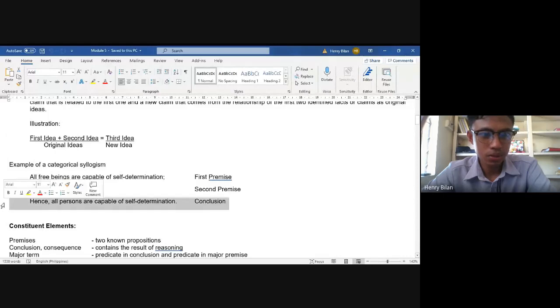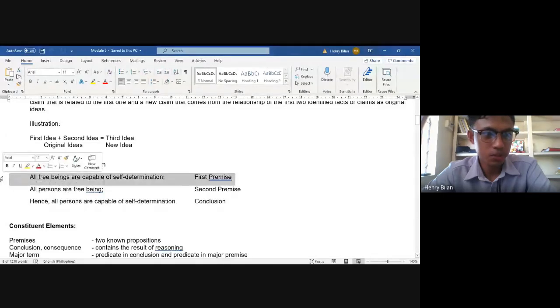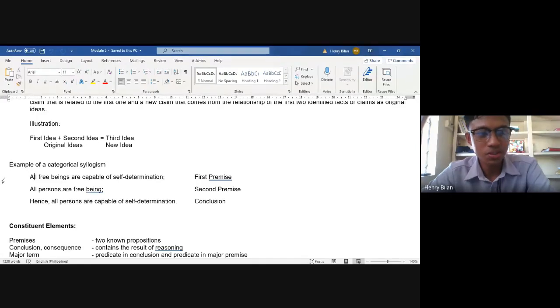The conclusion is inferred or deduced from the two previous premises. So the first two premises are known ideas or original ideas, and from these two original or known ideas, we deduce or infer a new idea. So yan ang gamit ng syllogism or categorical syllogism.